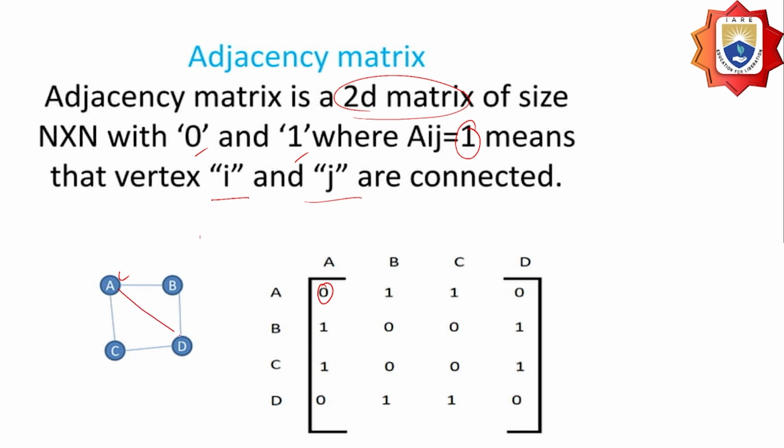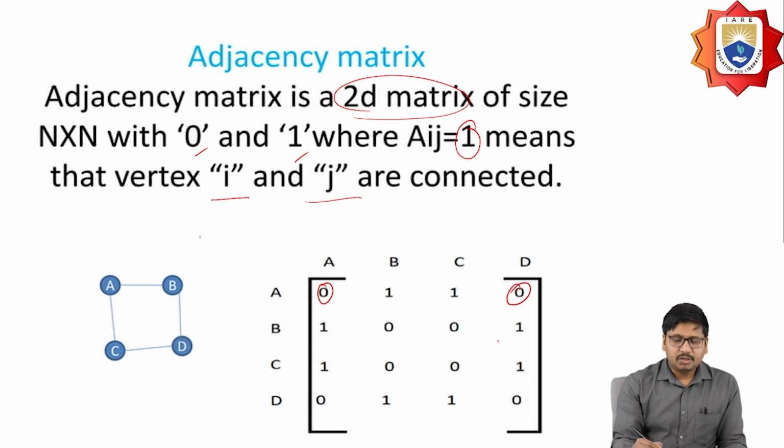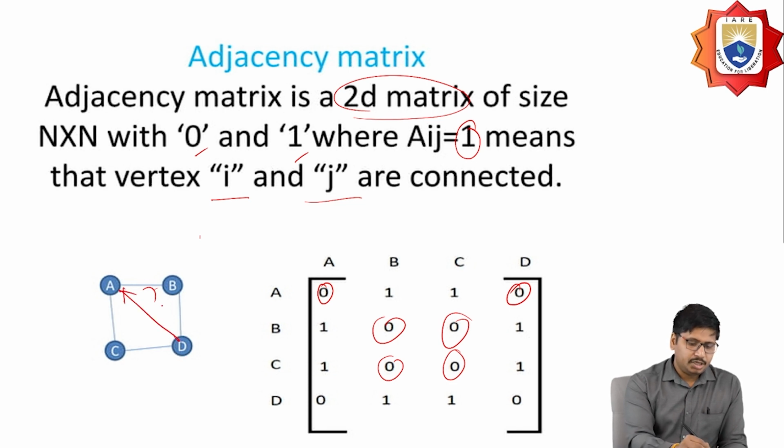And similarly, there is no edge from A to D, so I'm going to write 0 here. And from B to B there is no edge, and B to C also has no edge, so I'm going to mark it as 0 in this case also. And from C, C to C there is no edge, and C to B there is no edge, so I'm going to write 0 and 0 in these cases. And from D to D and D to A there is no edge, and D to D there is also no edge, so I am marking it as 0 here.